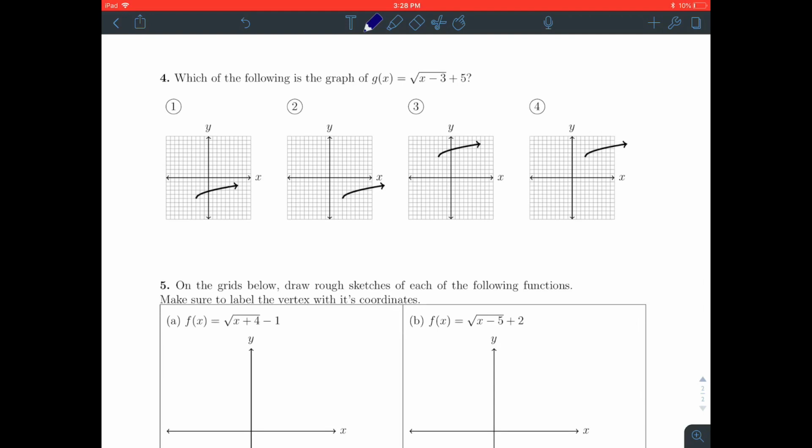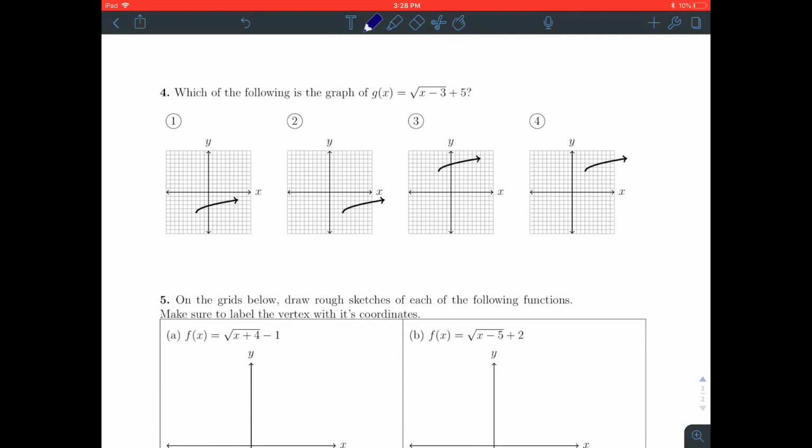All right, next up, which of the following is the graph of g of x equals the square root of x minus 3 plus 5? So I want to go through these a little bit slower because we didn't have that much time to talk about them in class. So whenever you're looking at the graph of a square root, the most basic square root graph would be f of x equals the square root of x. We know that that graph is going to be a square root curve starting at the origin.